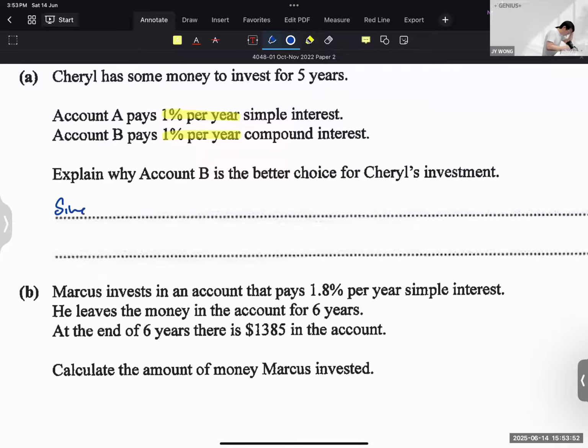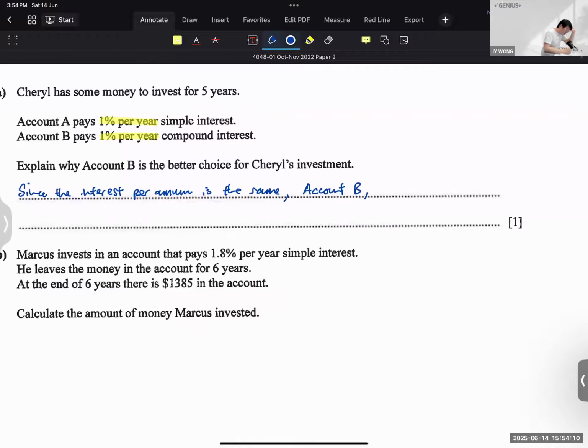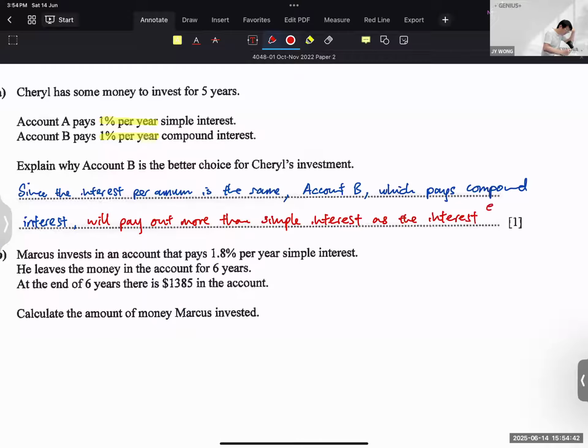Since the interest per annum is the same, account B, which pays compound interest, will pay out more than simple interest, as the interest earned is also compounded. That's it.